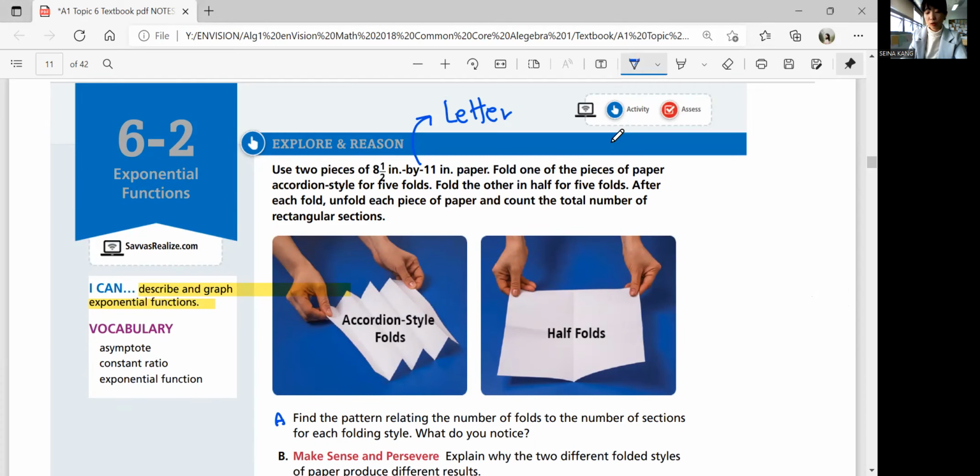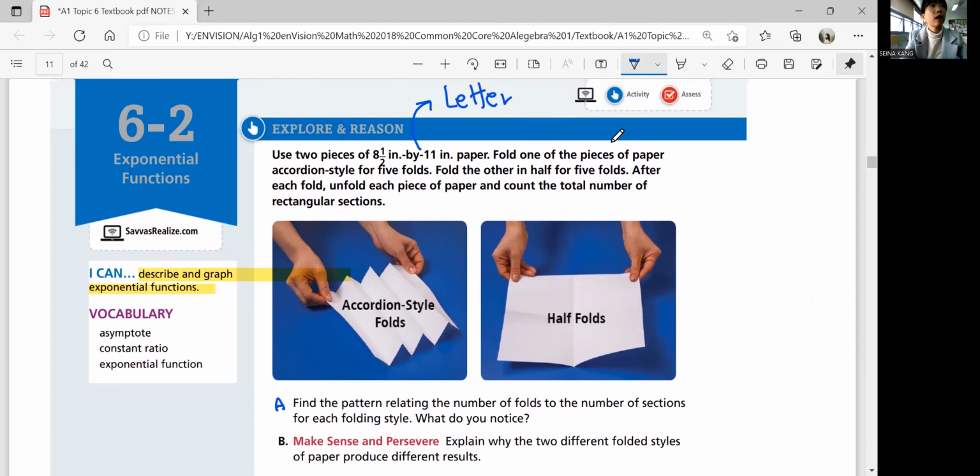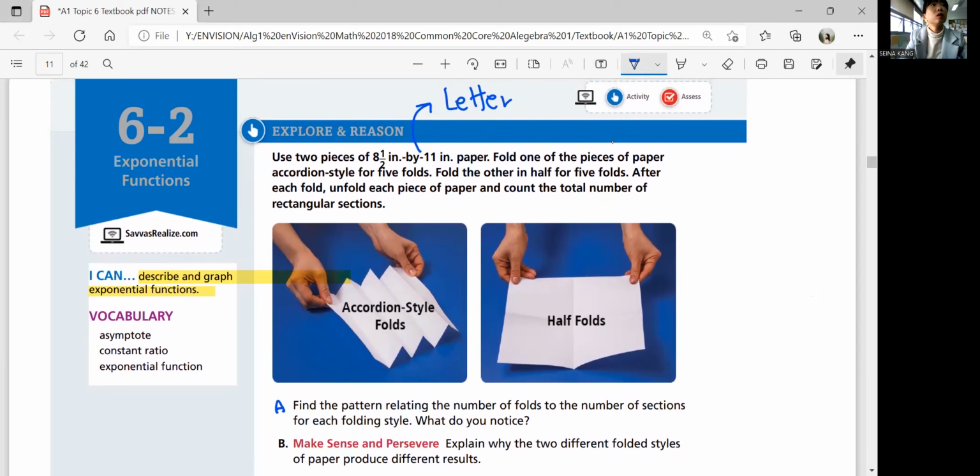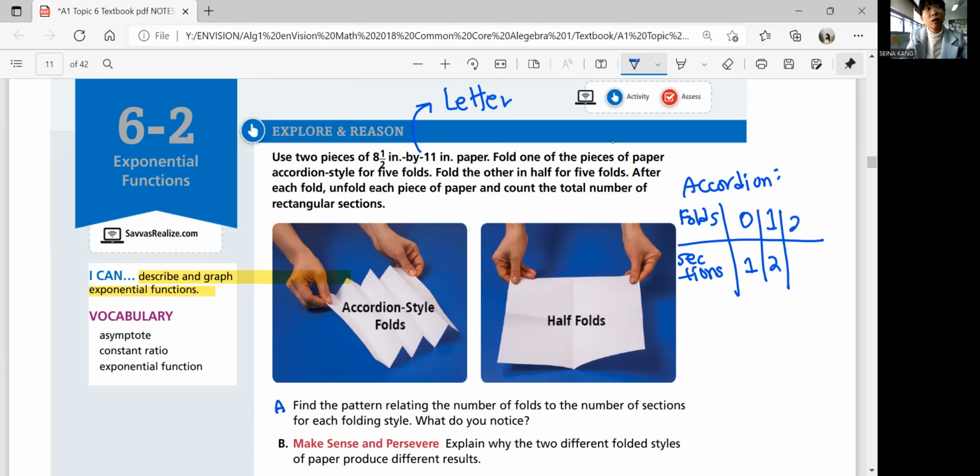Why don't we draw a table to describe the pattern? So accordion style, this is the number of folds and this is the number of sections. If you fold it 0 times, you start with 1 piece of paper. If you fold it once, you have 2 pieces of rectangles. And then if you fold it another time, you get 3, and so on. So every time you fold it, you just get 1 more section.